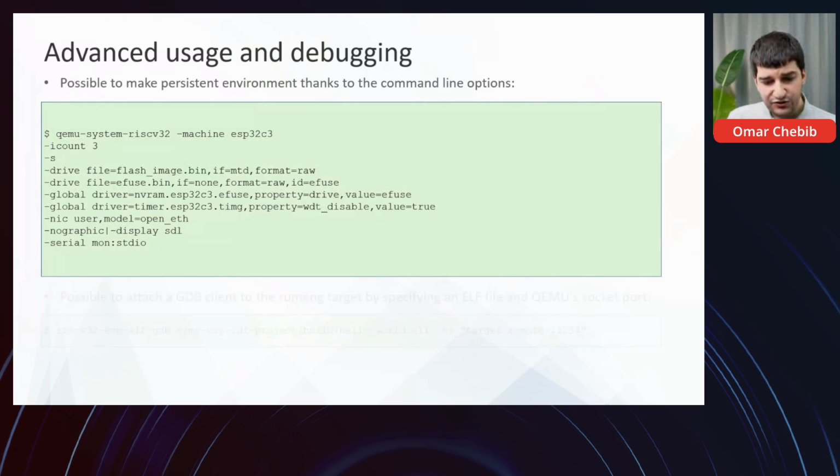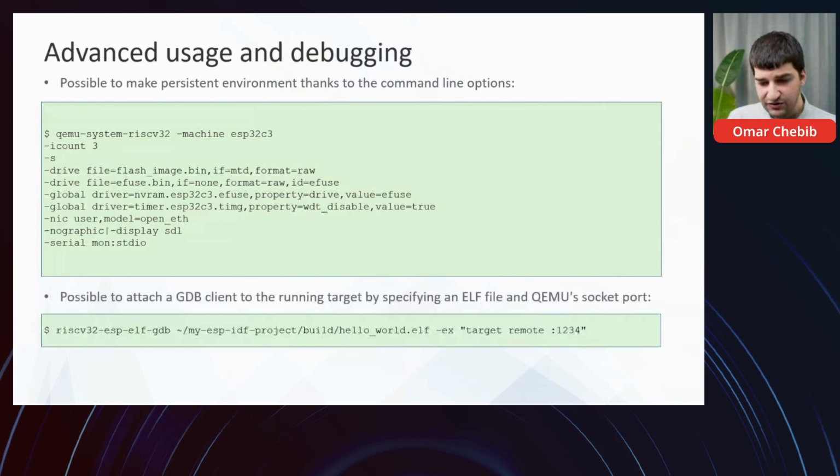And it's even possible to attach a GDB client to the running target. And thanks to that, you can also run GDB as you would on the real target with OpenOCD. The only thing that changes here is the remote port. You can find all the features and the command line options in our GitHub repository, which is esp-toolchain-docs.